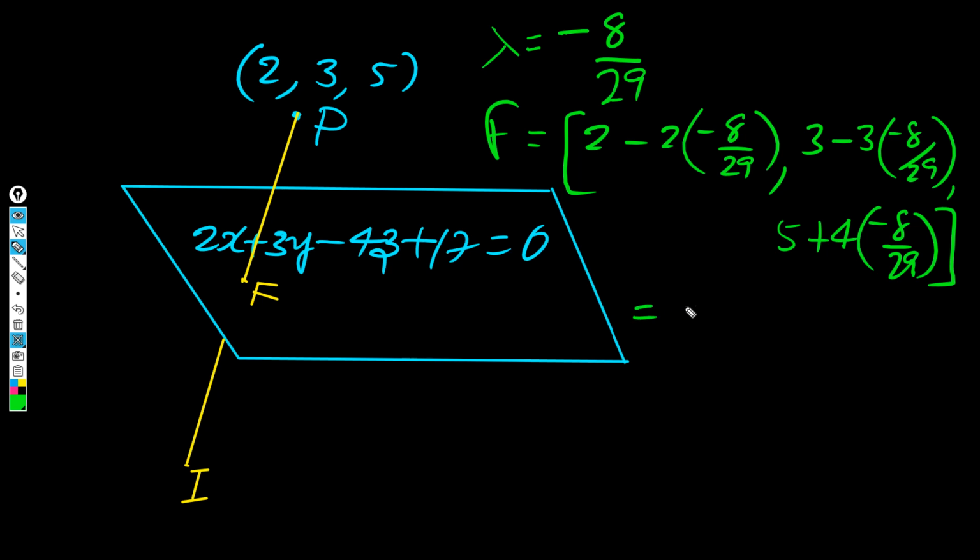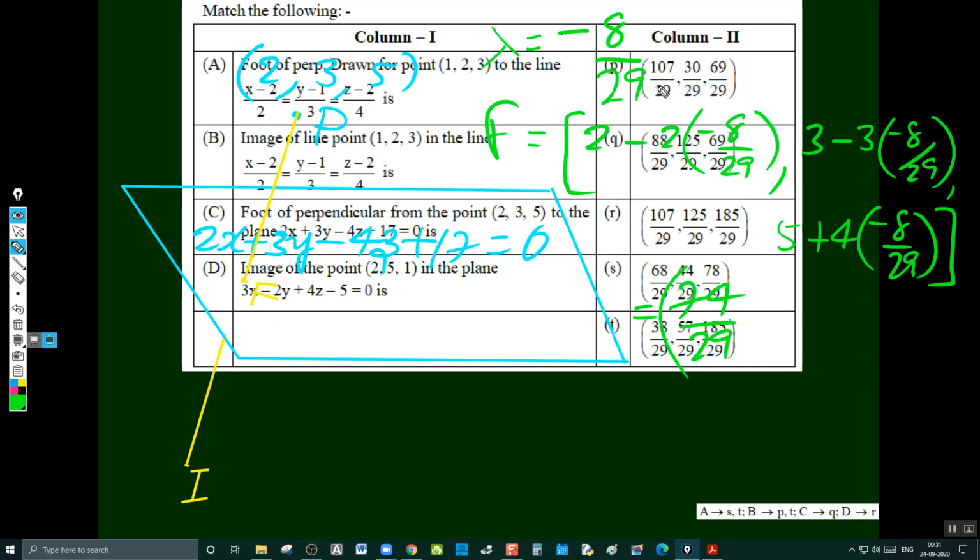58 plus 16. 64, 74/29 is there in the options? Let me check. How many options are there? It's not there. That means we have gone wrong somewhere.